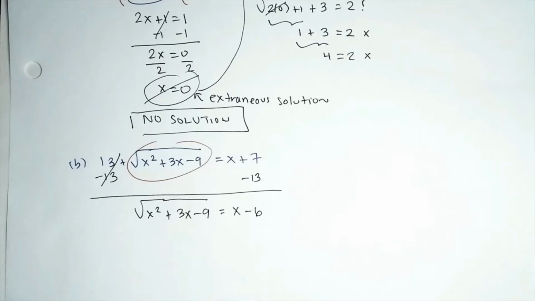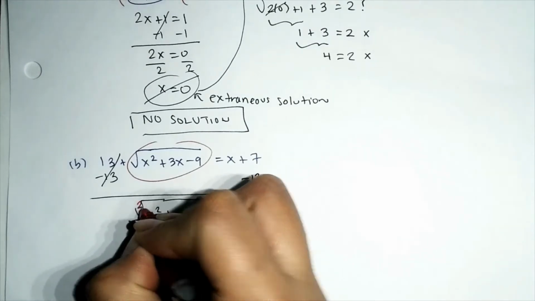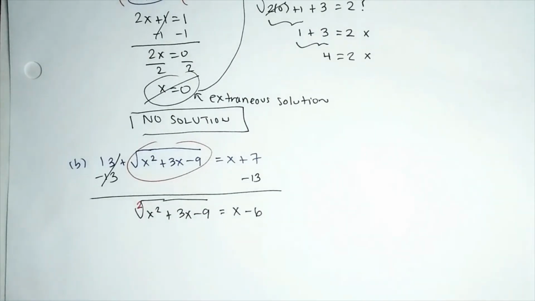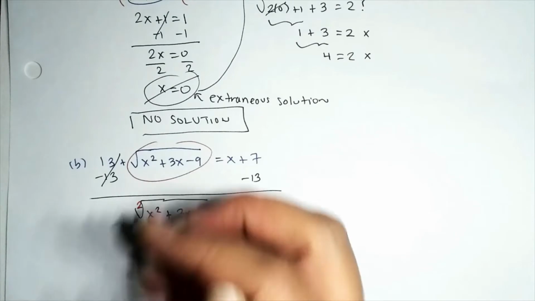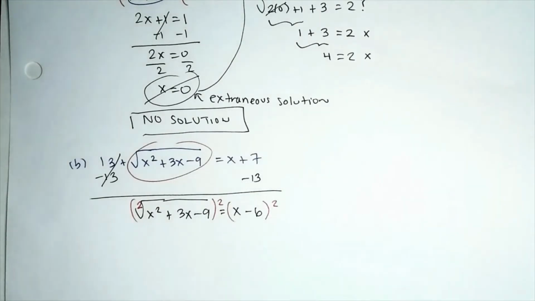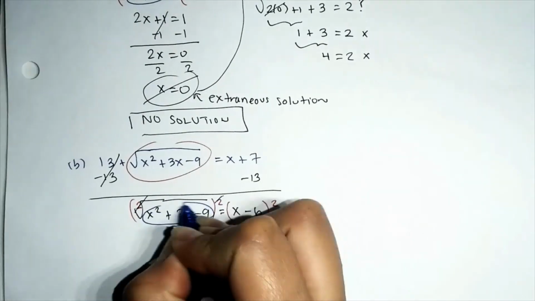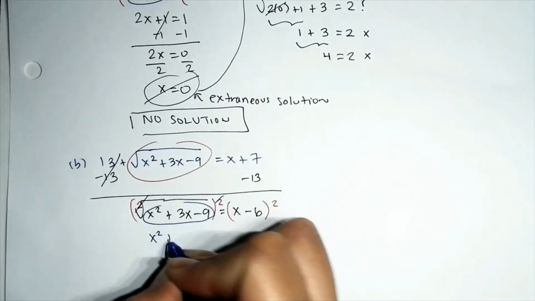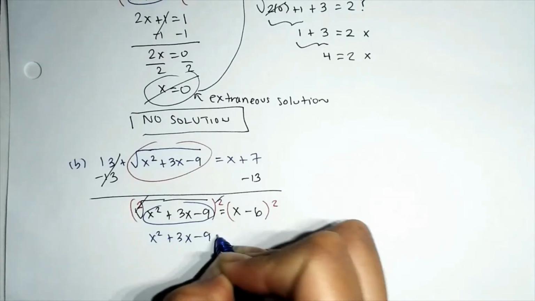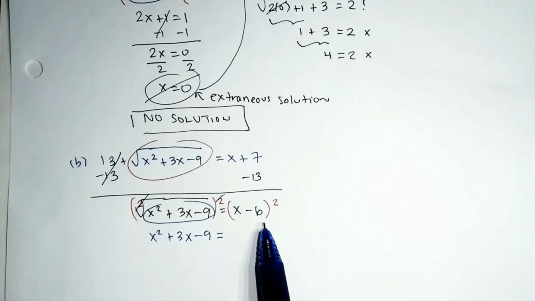Our next goal is to undo the radical by raising both sides to some power equal to the index. So because we have a square root, the index is 2. To undo the square root, we're going to raise both sides to the second power. On the left side, the square and the square root undo each other, and that will leave us with the radicand, x squared plus 3x minus 9. On the right side, you are going to square the binomial x minus 6 however you can.